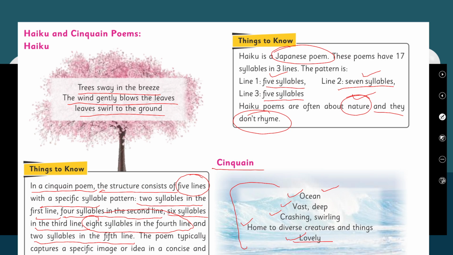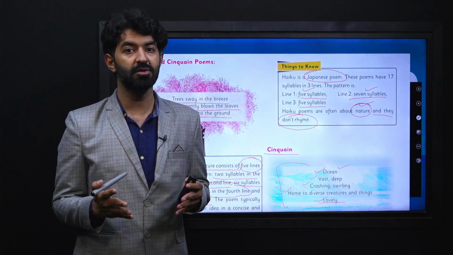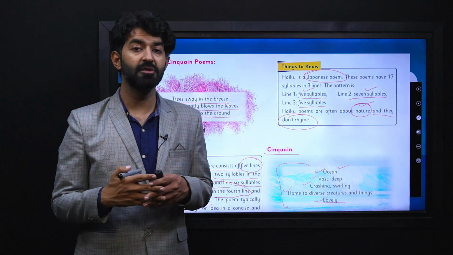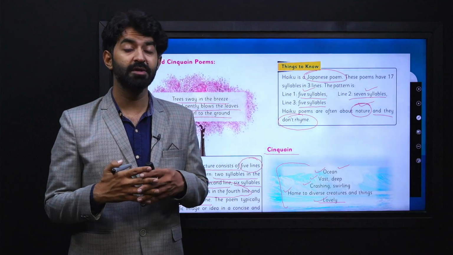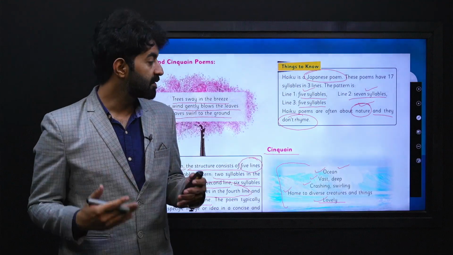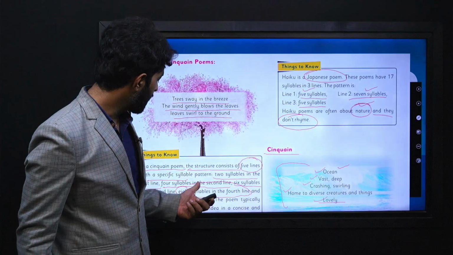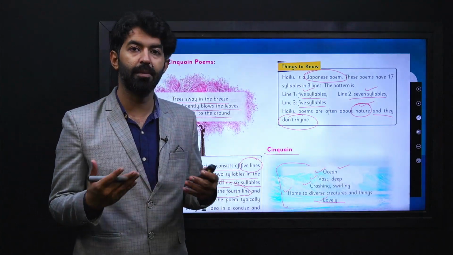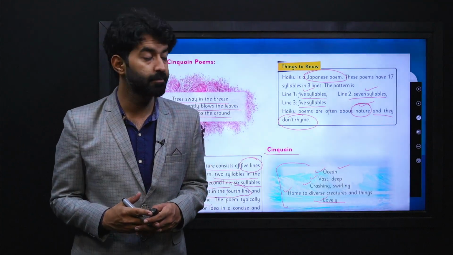Now, we have seen both haiku and Sinken poems. They are very easy to write, and you can write as many haikus and Sinken poems as you can because it is very easy. And the poetry is about, in haiku it's about nature, and in Sinken it is also about nature and your surroundings and your environment.